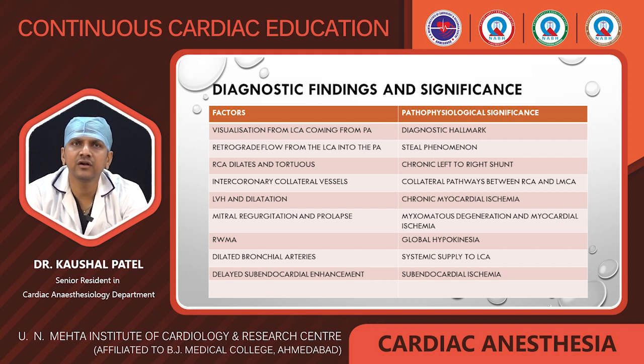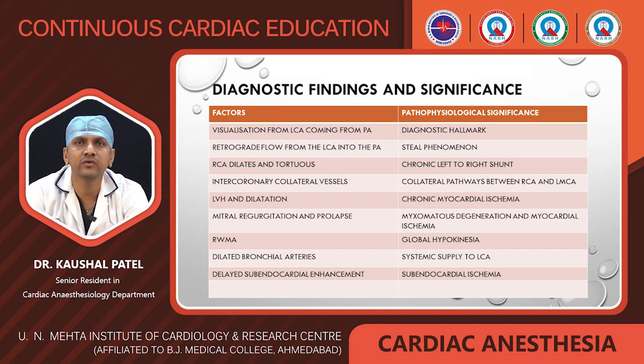The second is the retrograde flow from the left coronary artery into the pulmonary artery. It can indicate the steal phenomenon of ALCAPA. The third is the right coronary artery being dilated and tortuous, which can give significance to the chronic left to right shunt.